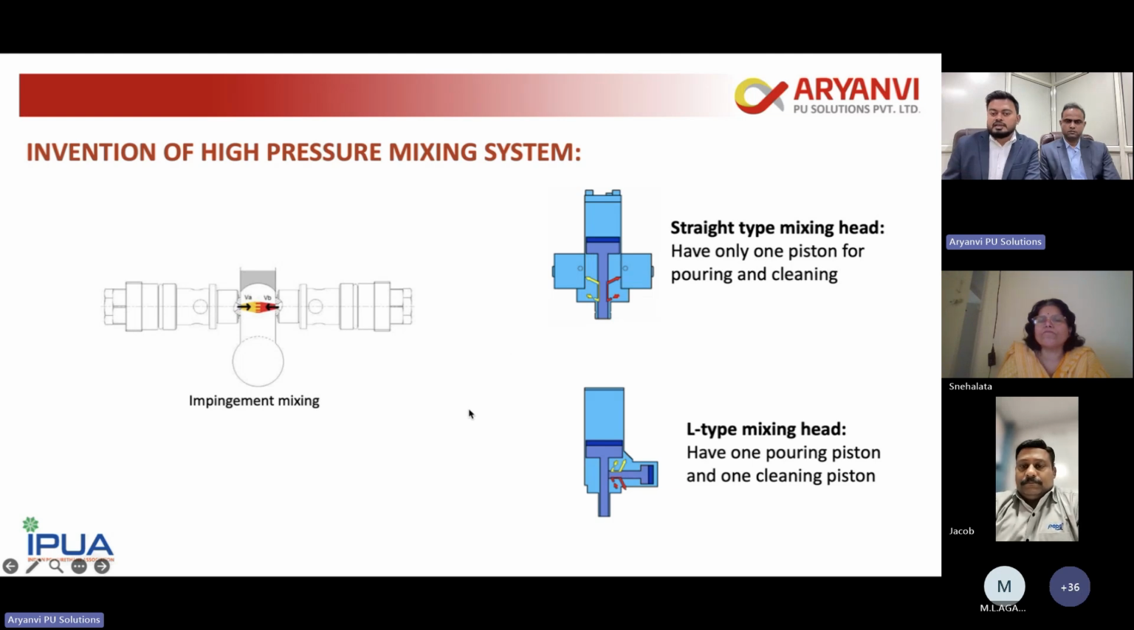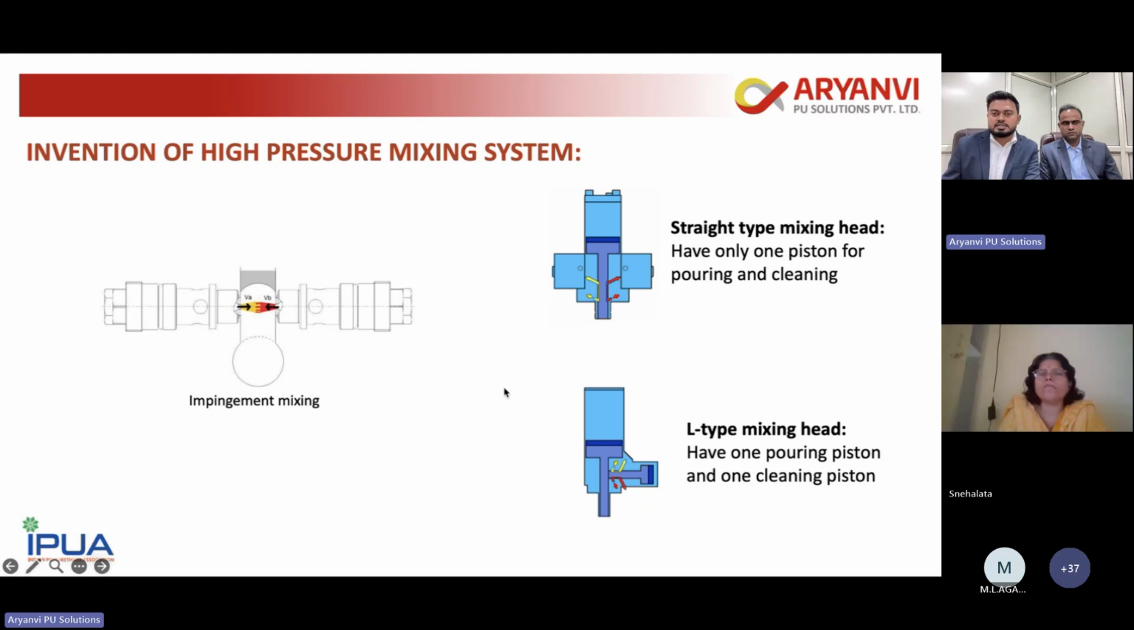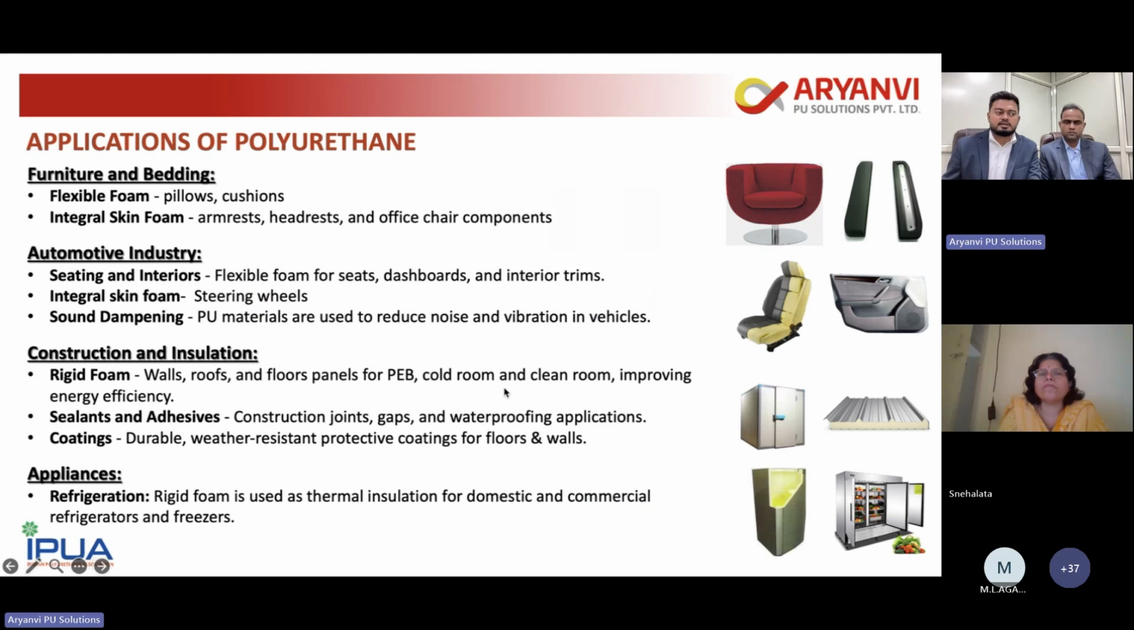In the L-type mixing head, we use two pistons. Basically, this piston is called a self-cleaning piston, and this is called a pouring piston. So pouring is managed by the pouring piston, and the mixing chamber is cleaned by this big piston called the cleaning piston. We'll see this in detail also, as I told you. Next, let's move to the next slide, which is the application.